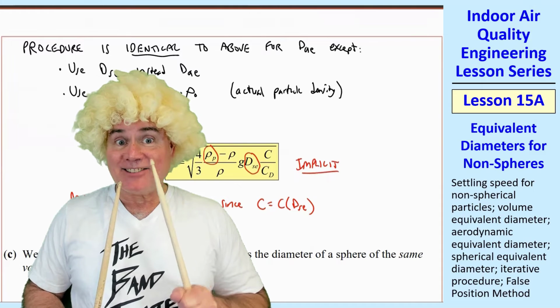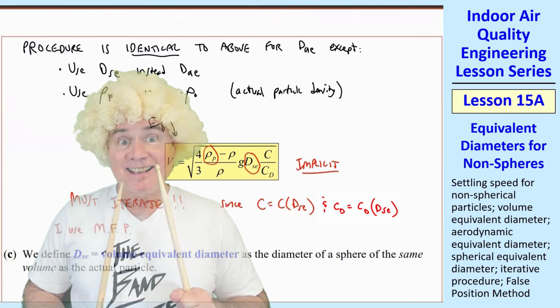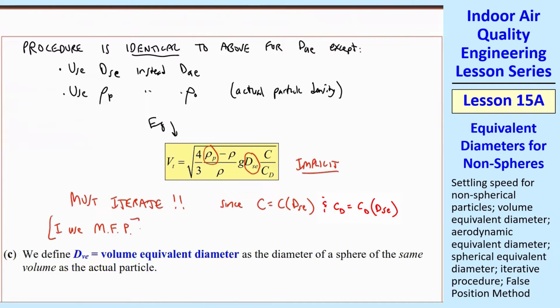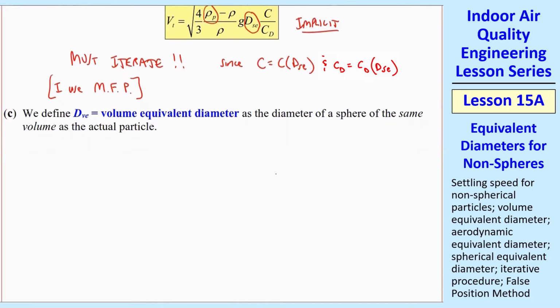And CD is a function of DSE as well. You are correct again, BJ. I use the method of false position just as I did in the previous case. The third one, I saved the simplest one for last.